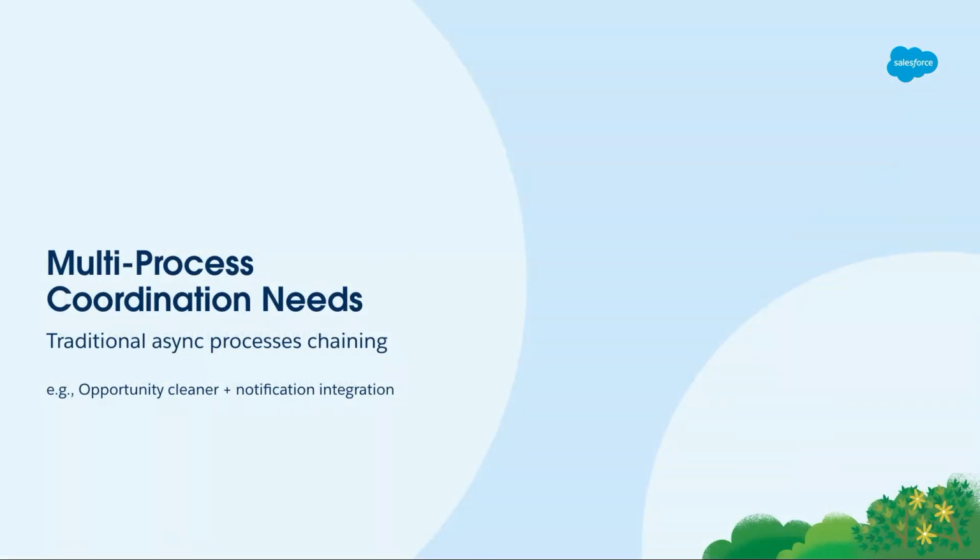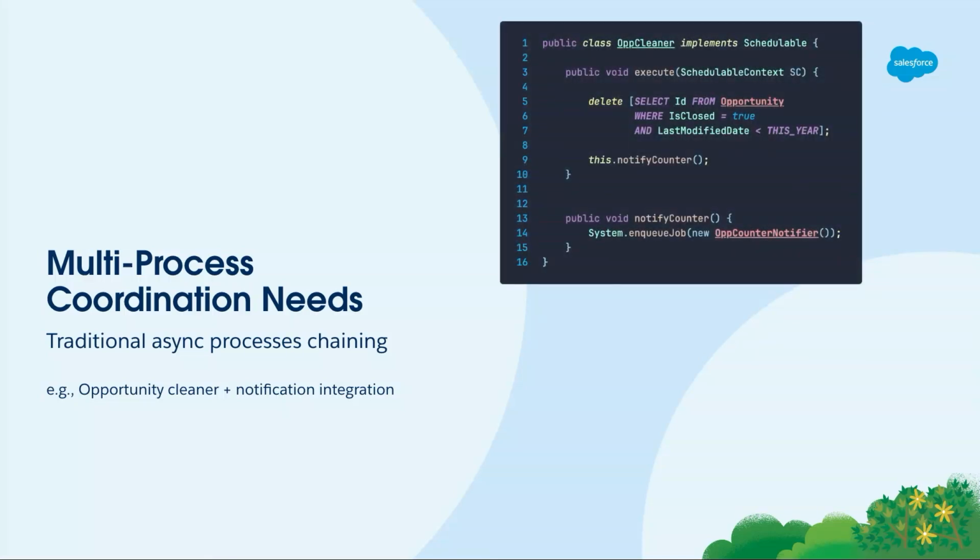So we will talk about a very simple but representative use case of traditional async process chaining. We'll take an example of an opportunity cleaner process that essentially will just delete old closed opportunities because they're not of use in our system. And we will also chain that with a very simple implementation of an integration to an outbound system, or an external system, sorry.